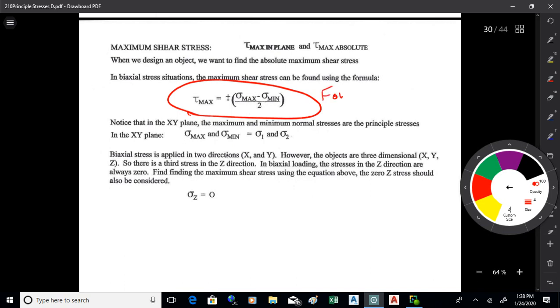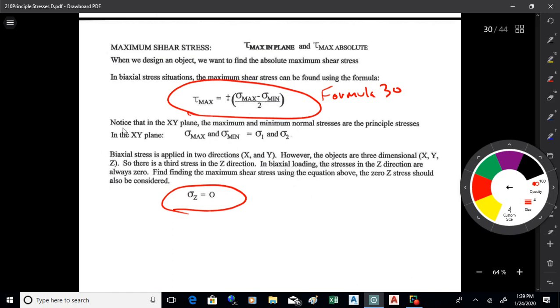Now, if you're staying in plane, sigma max and min are sigma 1 and 2. Easy enough, just plug those in, and you can find tau max in plane, at least at plus or minus. So you're finding its absolute value, basically. However, one thing we have to remember is that biaxial stress is applied in 2 directions. However, we're dealing with 3-dimensional objects. So we have to be thinking about that a little bit too, because there is a third stress, sigma z, which when we're doing biaxial loading is 0. But it exists, and we need to remember that.